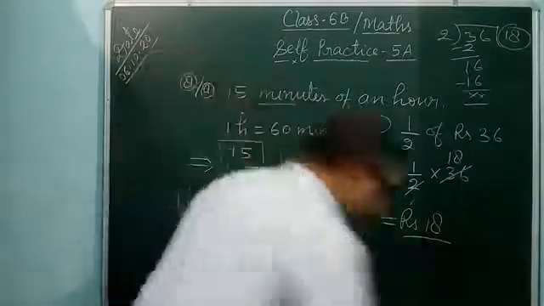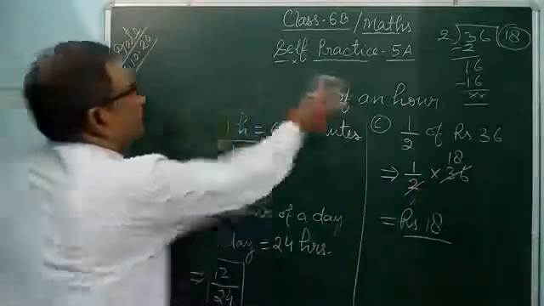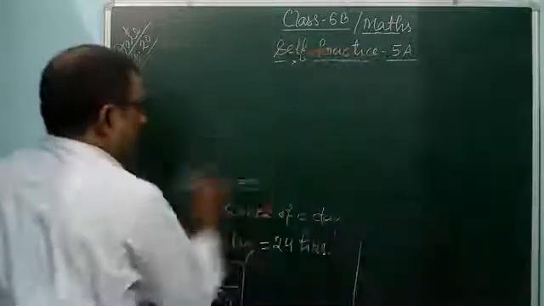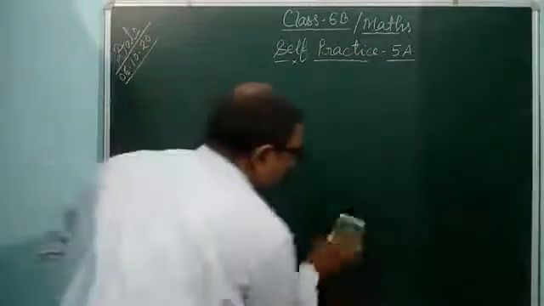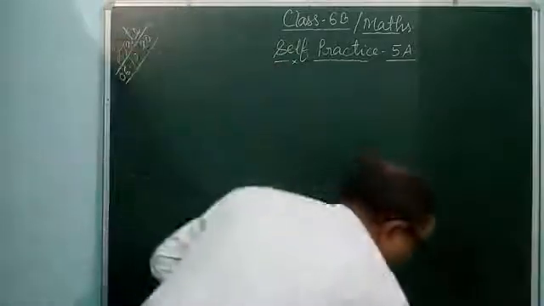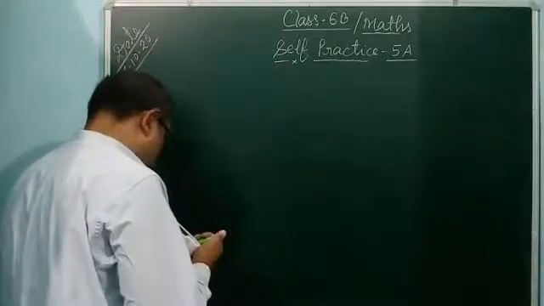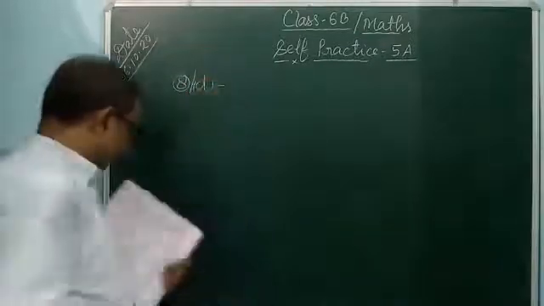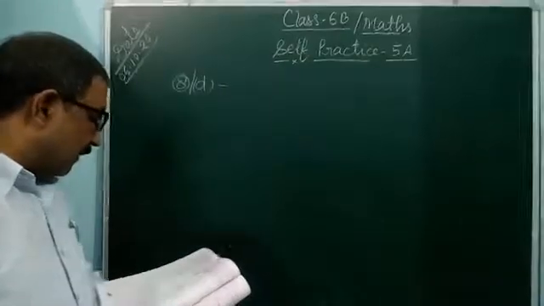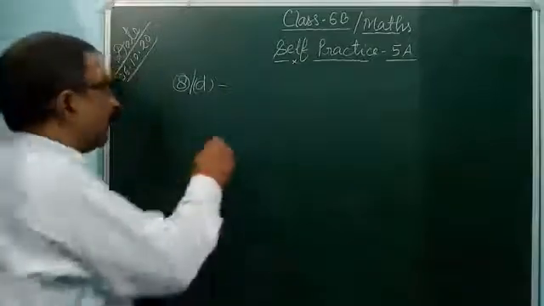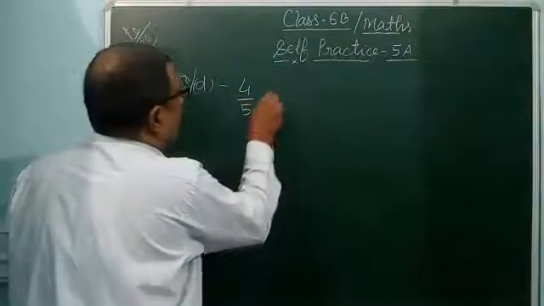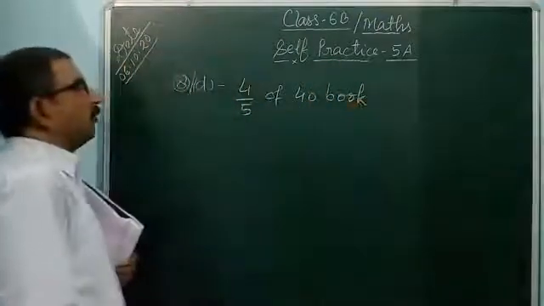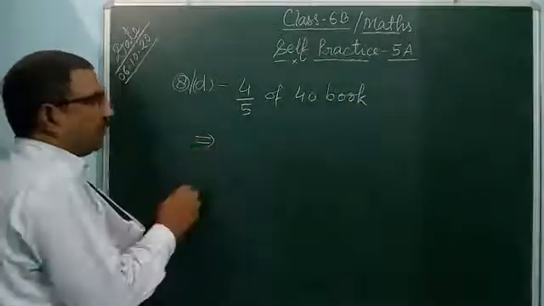Question number 8D. 4 by 5 of 40 books. 4 by 5 of 40 books means out of 40 books, 4 by 5. So how much is it?